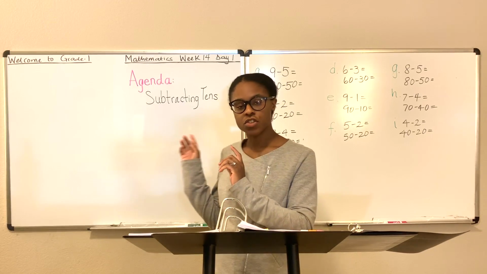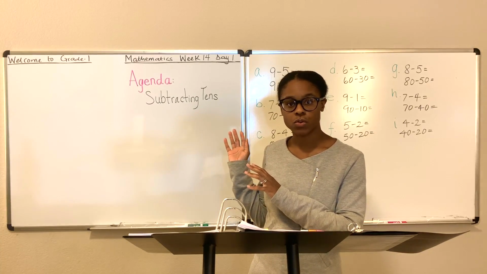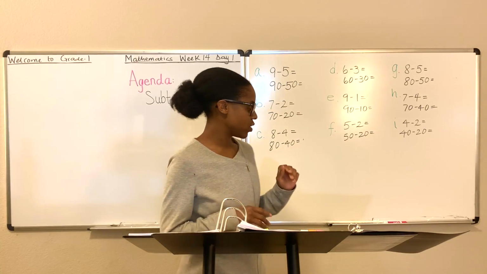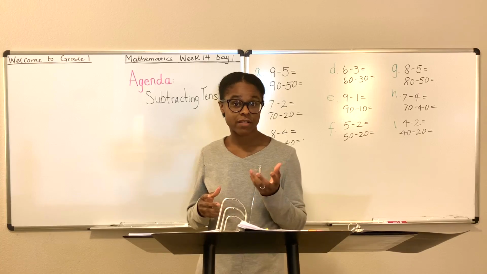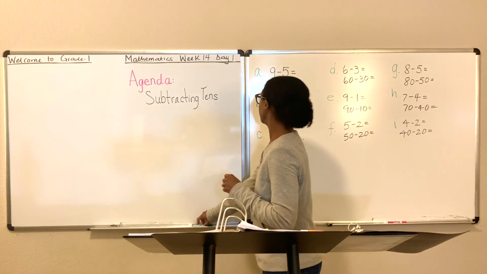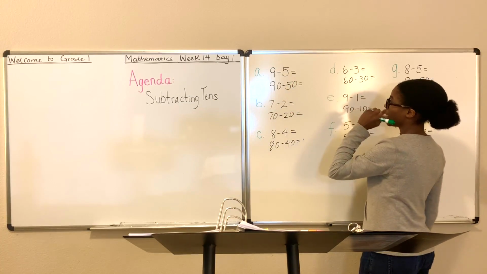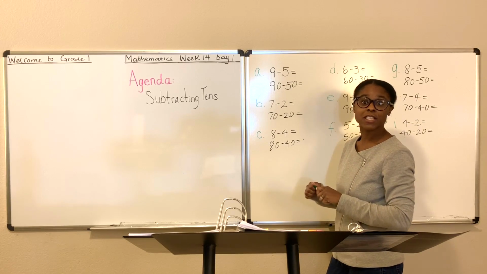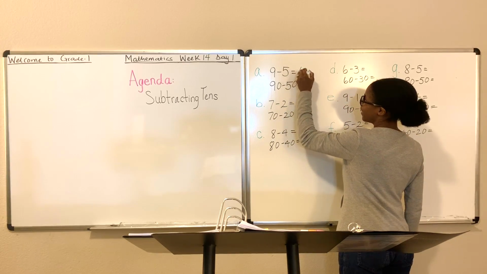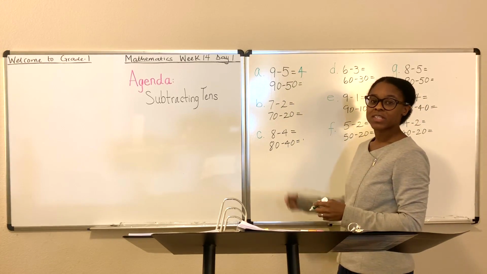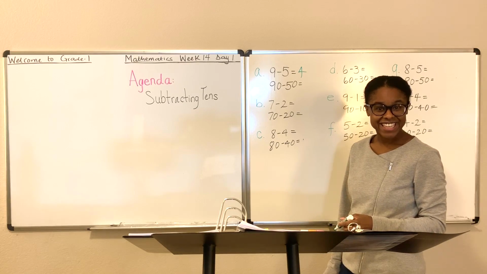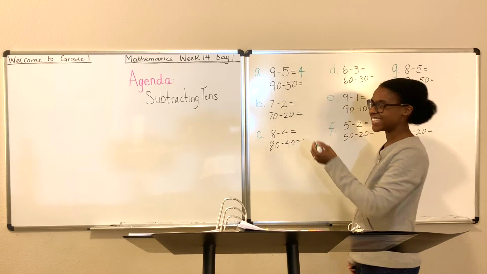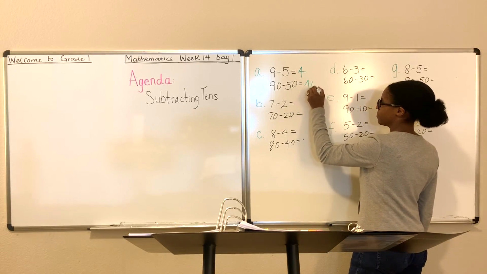Okay, let's turn our attention to the board where we'll have an opportunity to see how we can do this in written form. So here we have 9 minus 5. What's 9 minus 5? 9 minus 5 is 4. So then what's 90 minus 50? It's 40. That's right. Good job. 40.